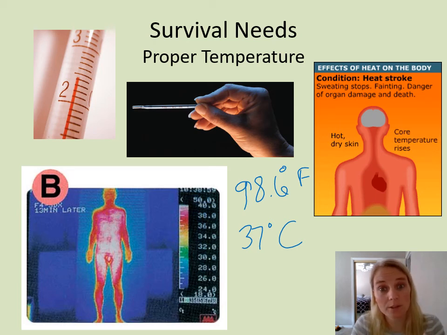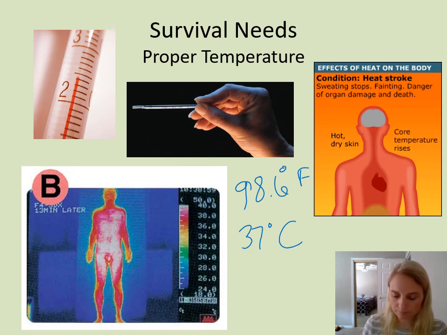So that's what we call a severe fever or hyperthermia if you're too hot, or hypothermia if you're too cold. So proper temperature is essential for your cells to function with those enzymes.